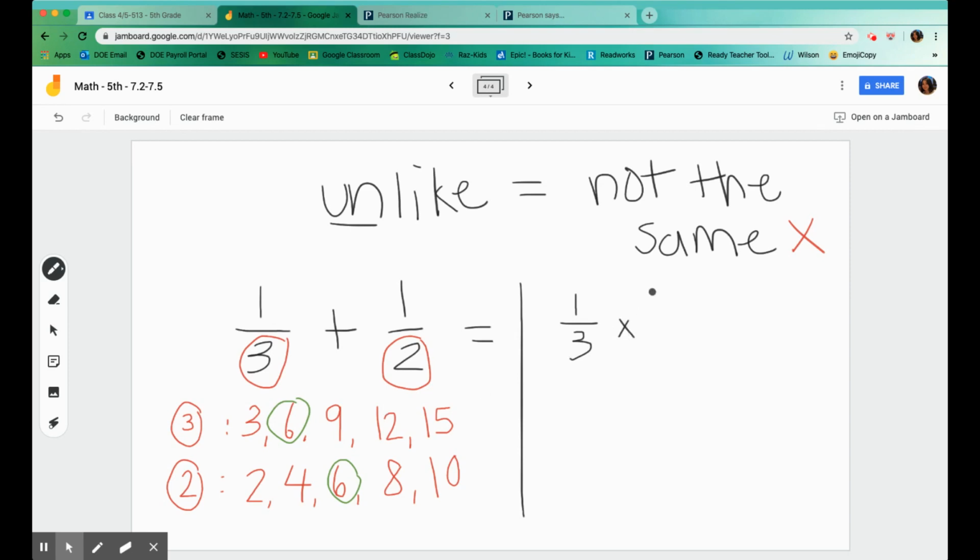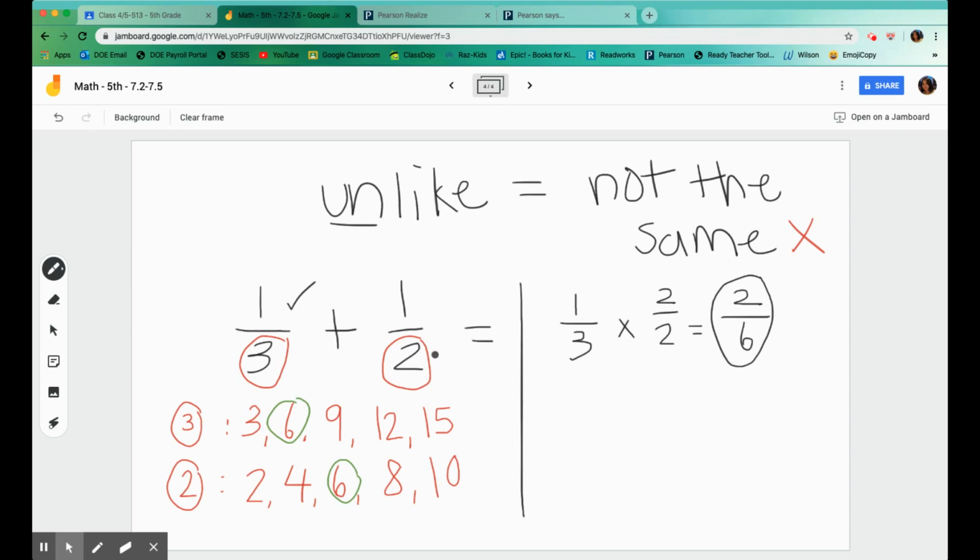So then I'm going to multiply my 1/3 by 2/2. So 1 times 2 is 2. 3 times 2 is 6. So my new, rewritten fraction from 1/3 is 2/6. So I changed 1/3 to 2/6. They're equivalent fractions. I just changed the denominator.